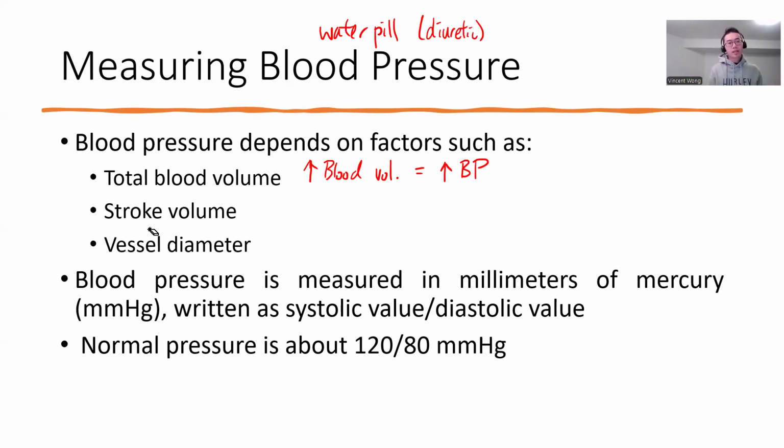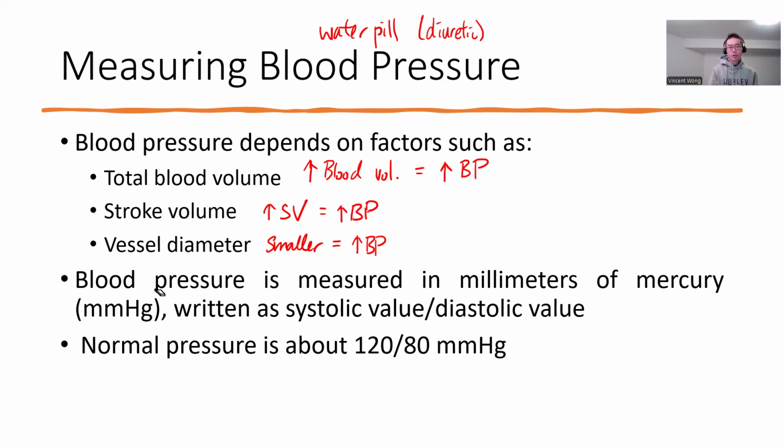Blood pressure also depends on stroke volume. If you increase stroke volume, if the heart squeezes harder, that's going to translate to higher blood pressure. Vessel diameter: smaller equals higher BP. Think about squeezing a balloon. When you squeeze a balloon, the pressure goes up inside. When it's bigger, then the pressure drops.